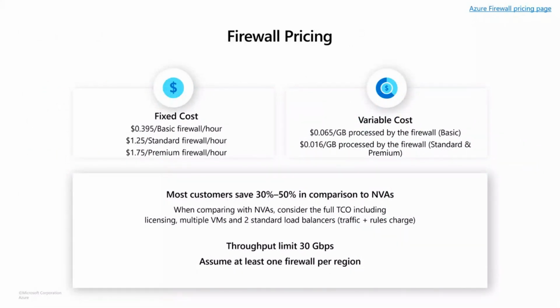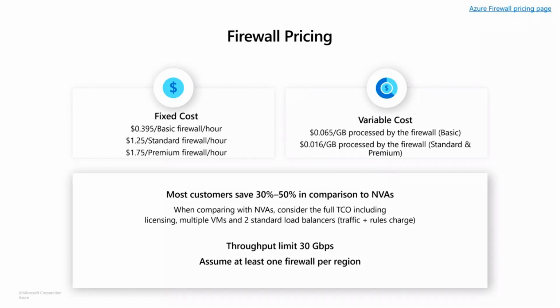So when you look at pricing, as you see here, pricing differs by the SKU. But more importantly, there is a fixed cost and there is a variable cost. So when you deploy a firewall, there is a cost per hour of firewall deployment, so per hour of when the firewall is running, and then there is a variable cost on how much traffic is processed by the firewall. And with the fixed cost, keep in mind you're deploying a firewall, but underneath the hood, it's taking care of that scale and management.